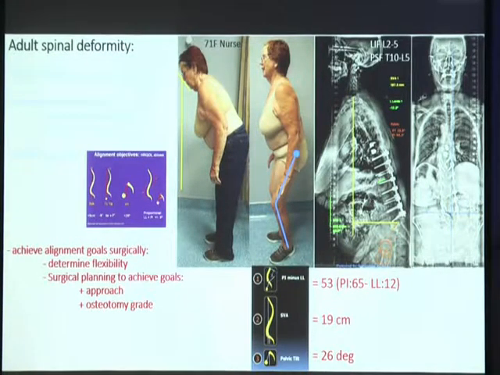Achieving alignment goals surgically becomes very important. You have to determine the flexibility of the patient and whether this is a fixed deformity or not. And you have to do surgical planning to achieve this.